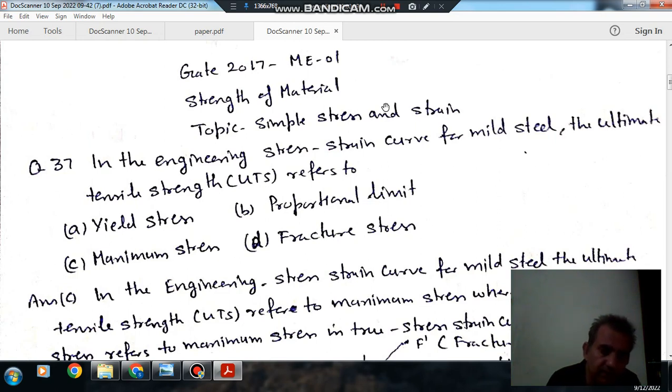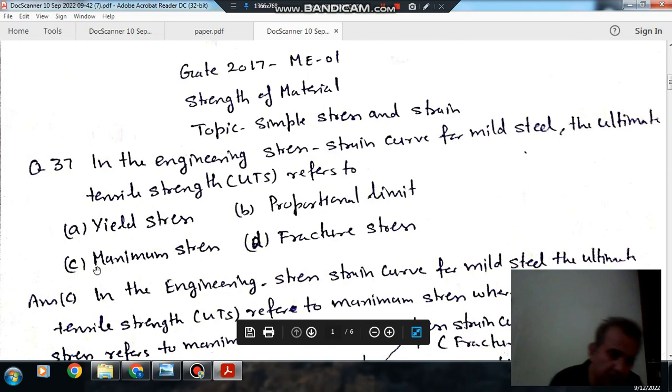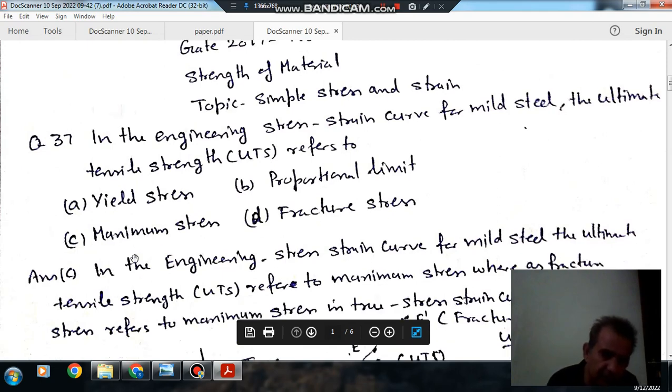Question number 37 from GATE 2017 ME-01 is: in the engineering stress strain curve for mild steel, the ultimate tensile strength, UTS, refers to option A, yield stress; option B, proportion limit; option C, maximum stress; and option D, flexure stress. The answer is maximum stress.